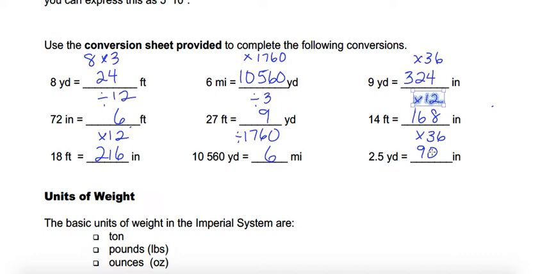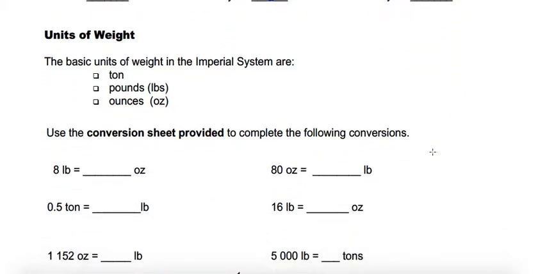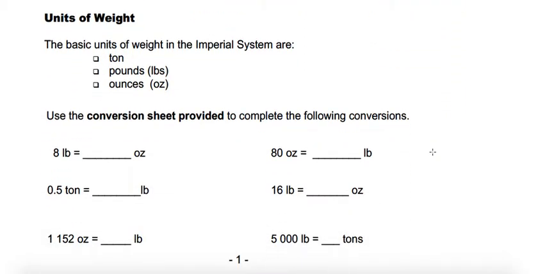Now we're going to look at units of weight. The basic units of weight within the imperial system are a ton, pounds, and ounces. When a baby is born, for example, you usually express their weight in terms of the amount of pounds and ounces they are. Even though we are in Canada, we still express a baby's weight as 7 pounds, 6 ounces, for example. We're going to do these conversions using a similar method.